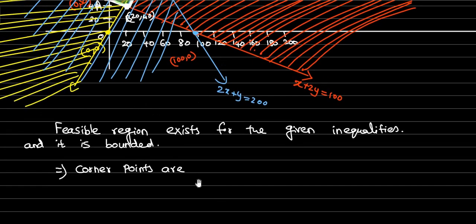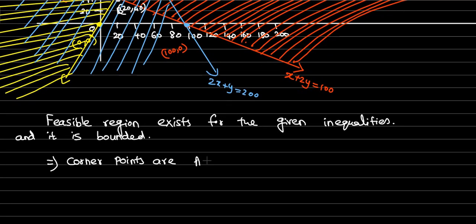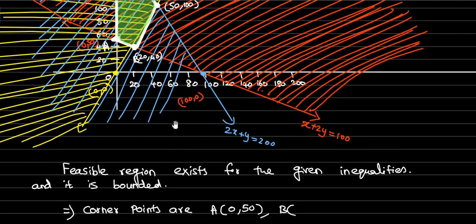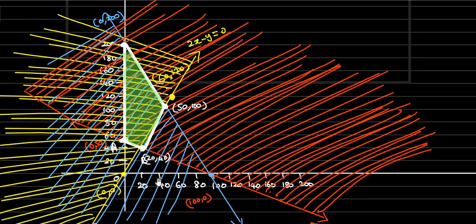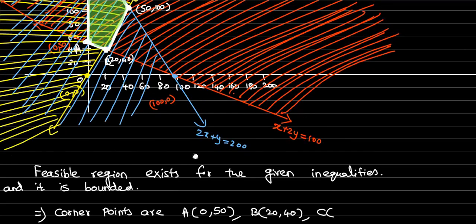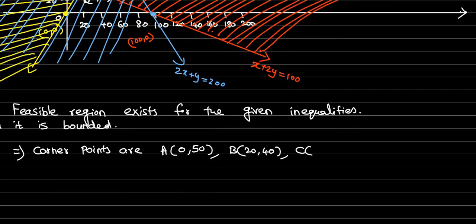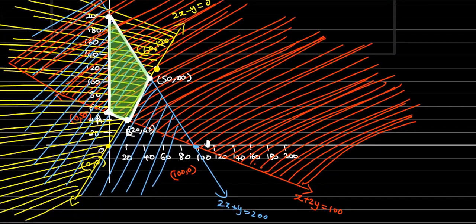So it is bounded, and the corner points are: we named this A, 0 comma 50, and B is 20 comma 40, and the next point 50 comma 100, and the next point 0 comma 200.